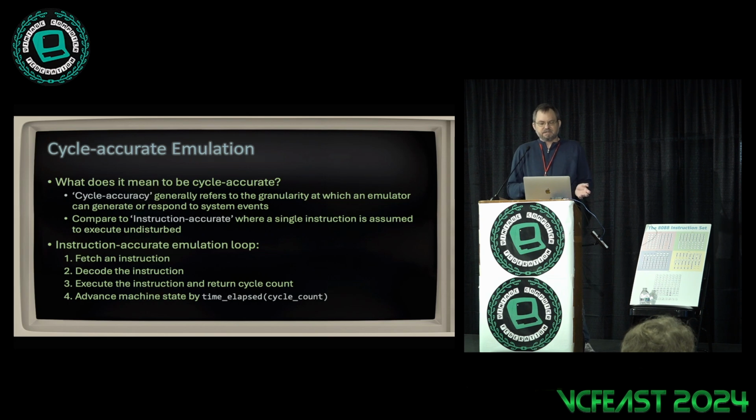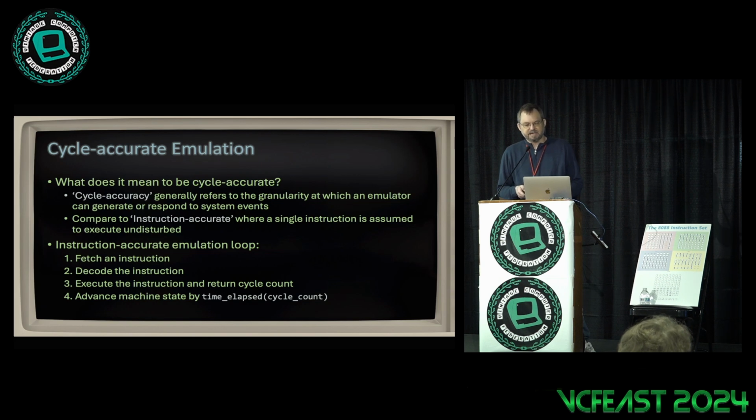So now that we know about the 8088, let's talk about emulating it. What does it even mean to be cycle accurate is the first question. This is a contentious question. I asked in the EmuDev Discord, and there was a little argument that ensued. But my definition is that it generally refers to the granularity at which an emulator can generate or respond to system events. And you can compare that to instruction accurate, where an emulator just runs an instruction, assumes that nothing bothered it, and then continues.